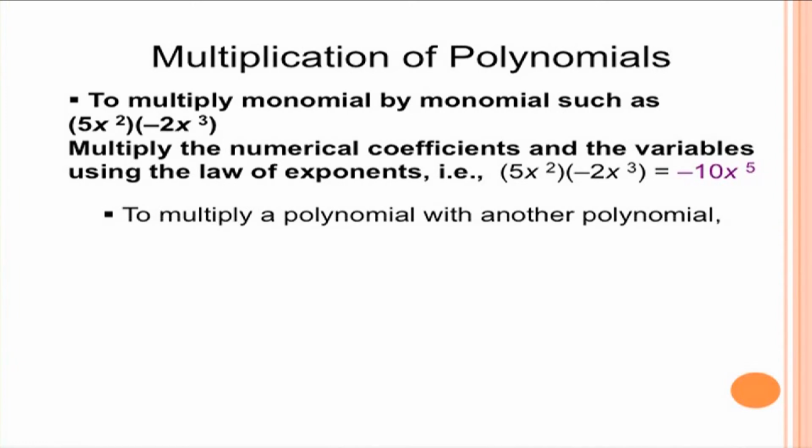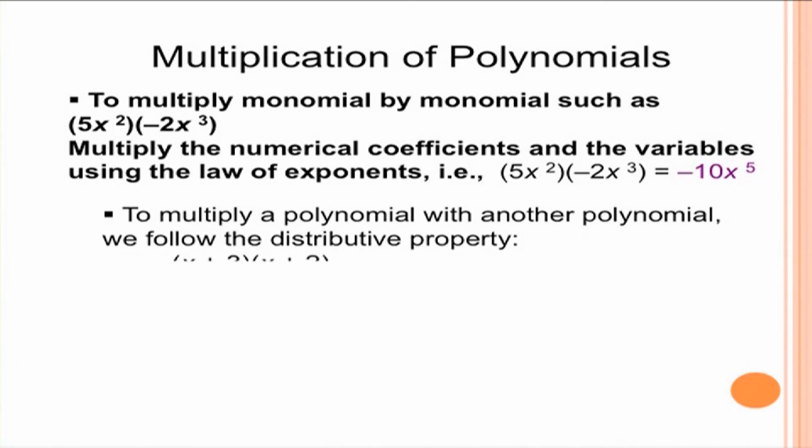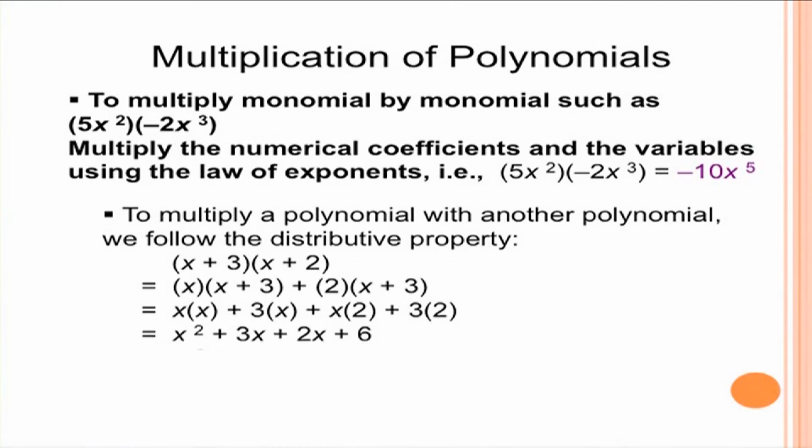To multiply a polynomial with another polynomial, we follow the distributive property. For example, to multiply x plus 3 and x plus 2, we distribute x with x plus 3 and 2 with x plus 3 again. So that will give us x square plus 5x plus 6.